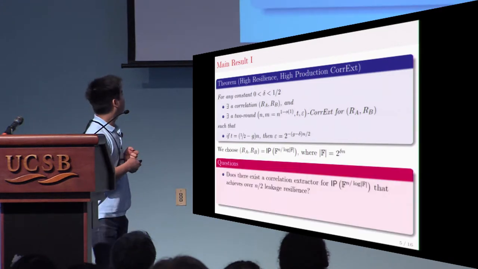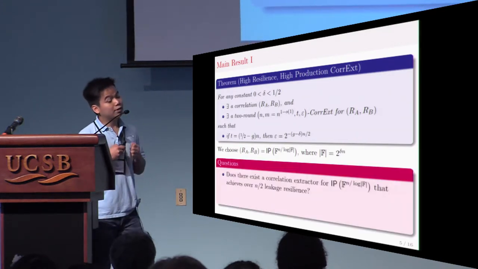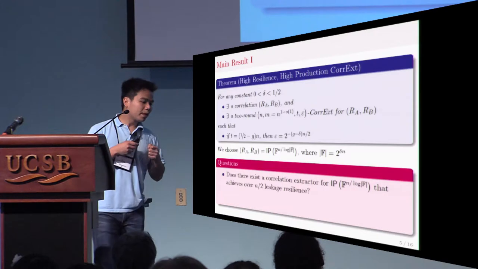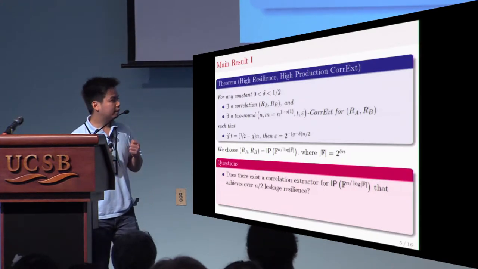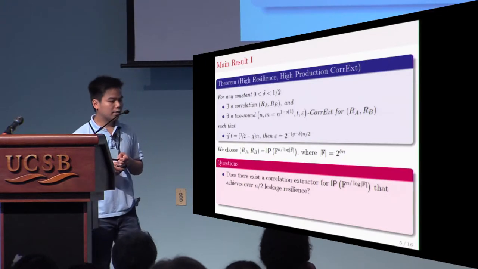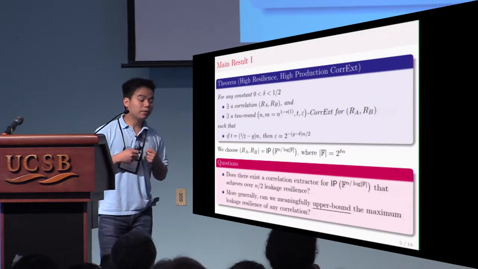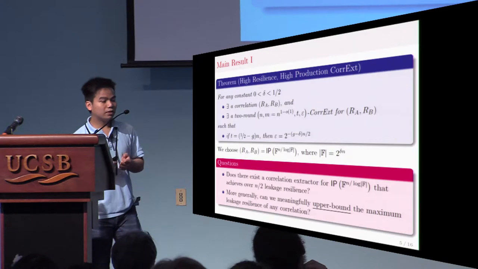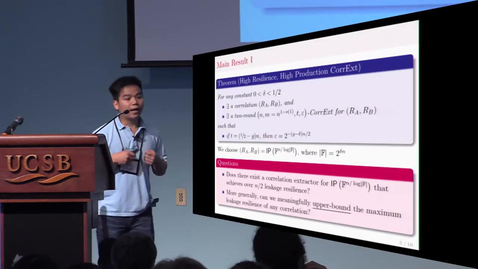The question is, does there exist a correlation extractor for the inner product correlations that achieves over n by 2 bits of leakage? More generally, can we meaningfully upper bound the maximum leakage resilience of any correlation?